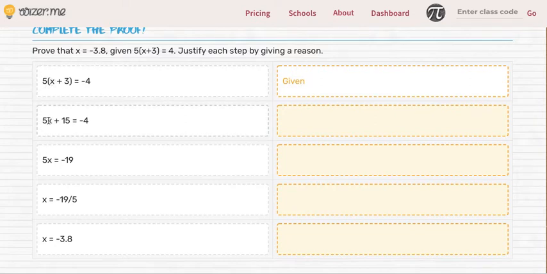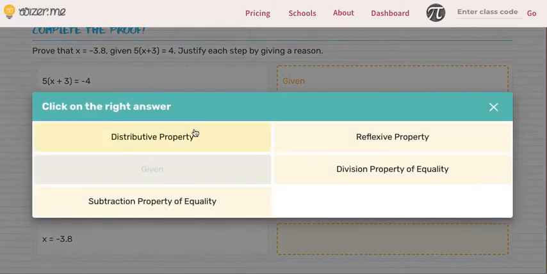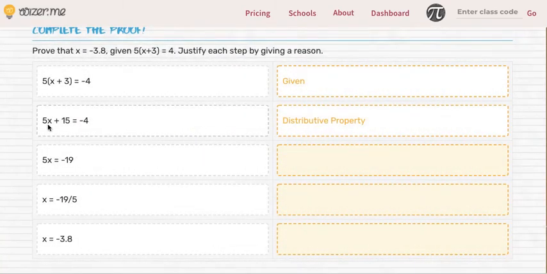5 times x is 5x. 5 times plus 3 is plus 15. Remember that the 5 has to be multiplied to each term inside the parentheses. So we get 5x plus 15. On the other side, there's no parentheses, so we don't do anything to that side. And the reason we did that was the distributive property again. Now you have 5x plus 15 equals negative 4.